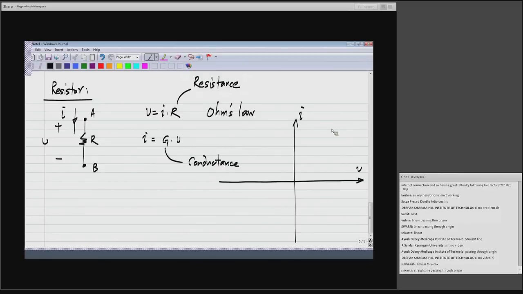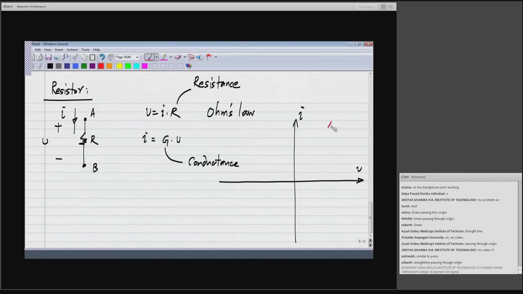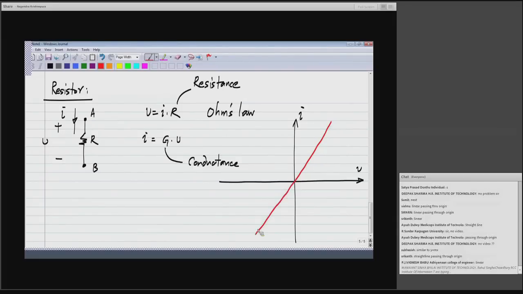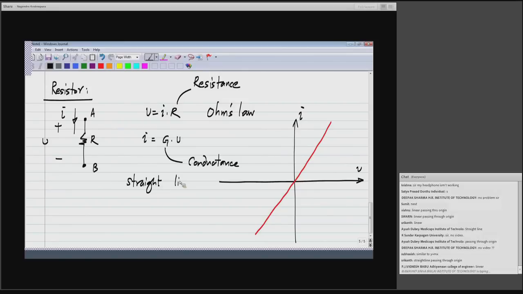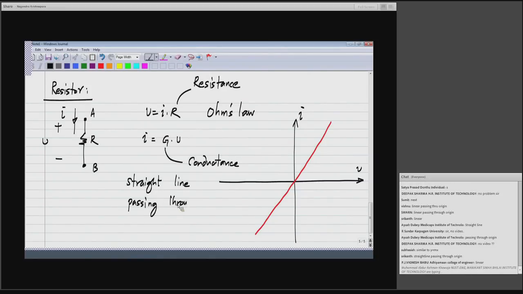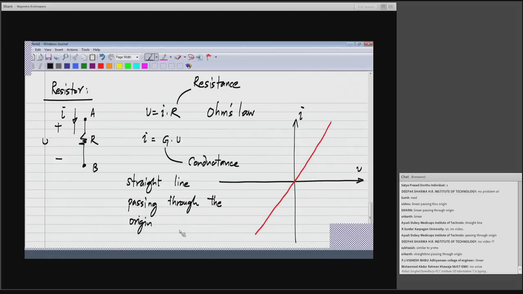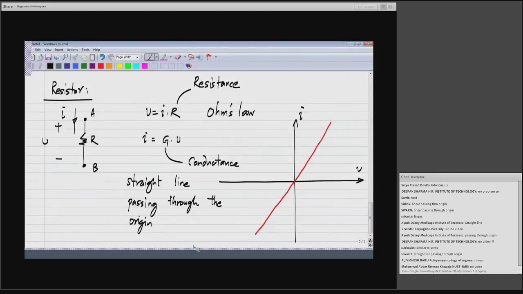The answer is pretty obvious. It is a straight line passing through the origin. And the slope of this would be G, the conductance G.